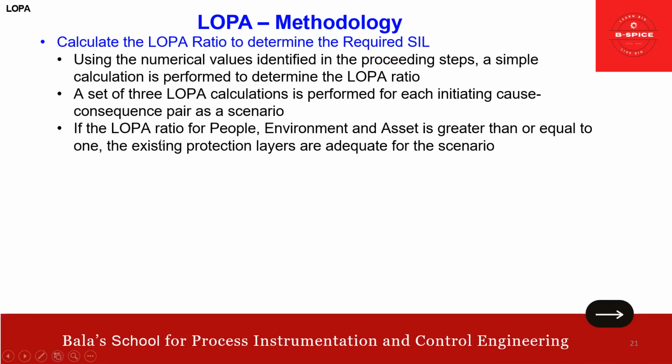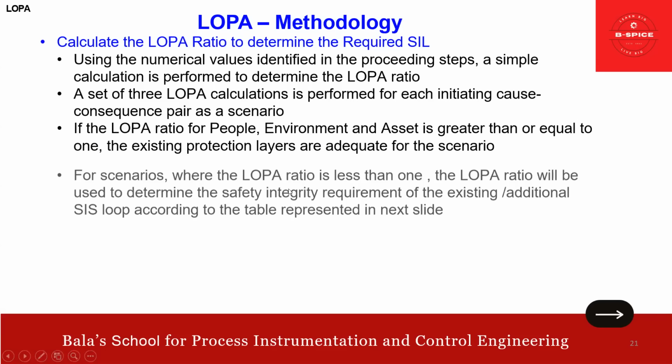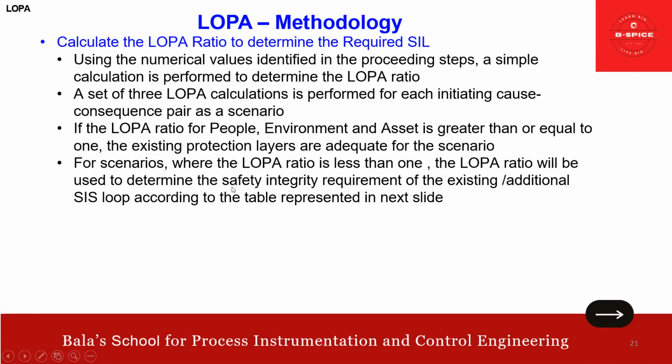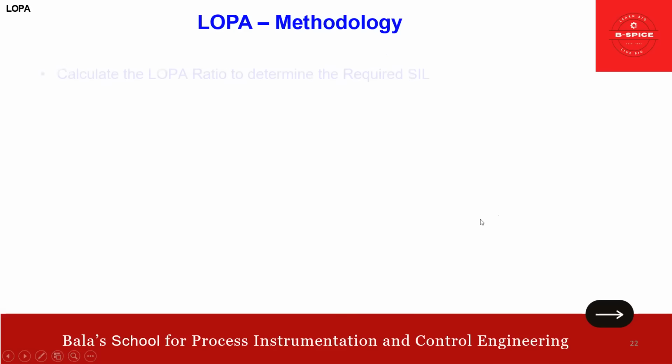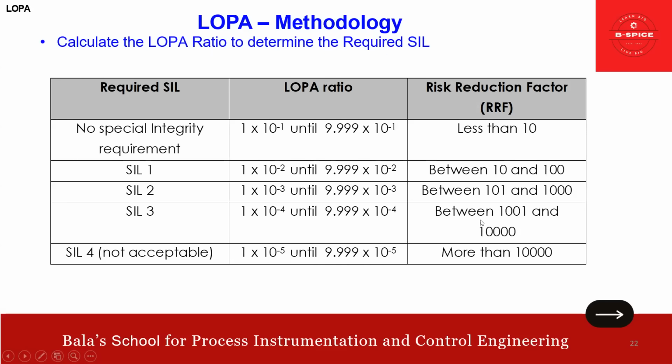If the LOPA ratio for people, environment, and asset is greater than or equal to 1, the existing protection layers are adequate for the scenario. So you don't have to do anything. But on the other side, if the LOPA ratio is less than 1, then the LOPA ratio will be used to determine the safety integrity requirement of the additional loop according to the table presented. Okay, what is this table here? This is very important, friends. This is what I was highlighting.